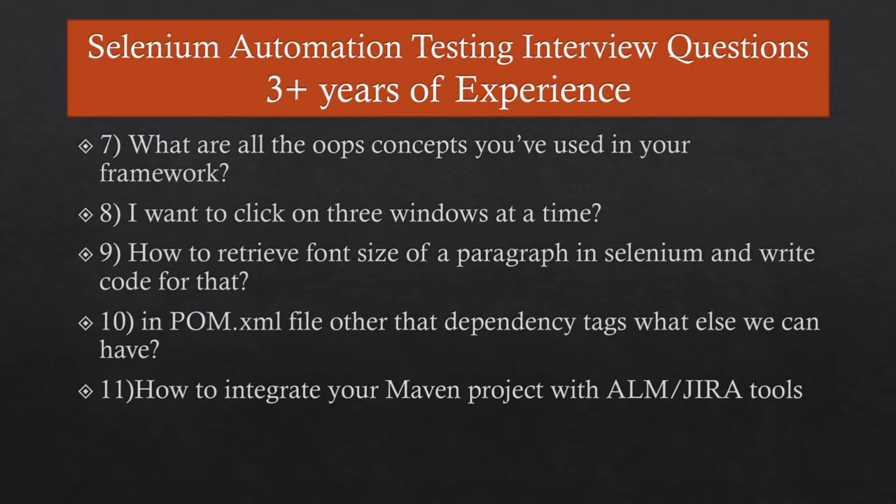Okay, so the next 10th question here is, in the pom.xml file, what are the other tags apart from dependency tags? What are the different tags we can have? So we can have here a build tag, and also we can have plugin tag, and also artifact id, group id. These are all the different tags apart from dependency tags. Each and every tag has its own mechanism.